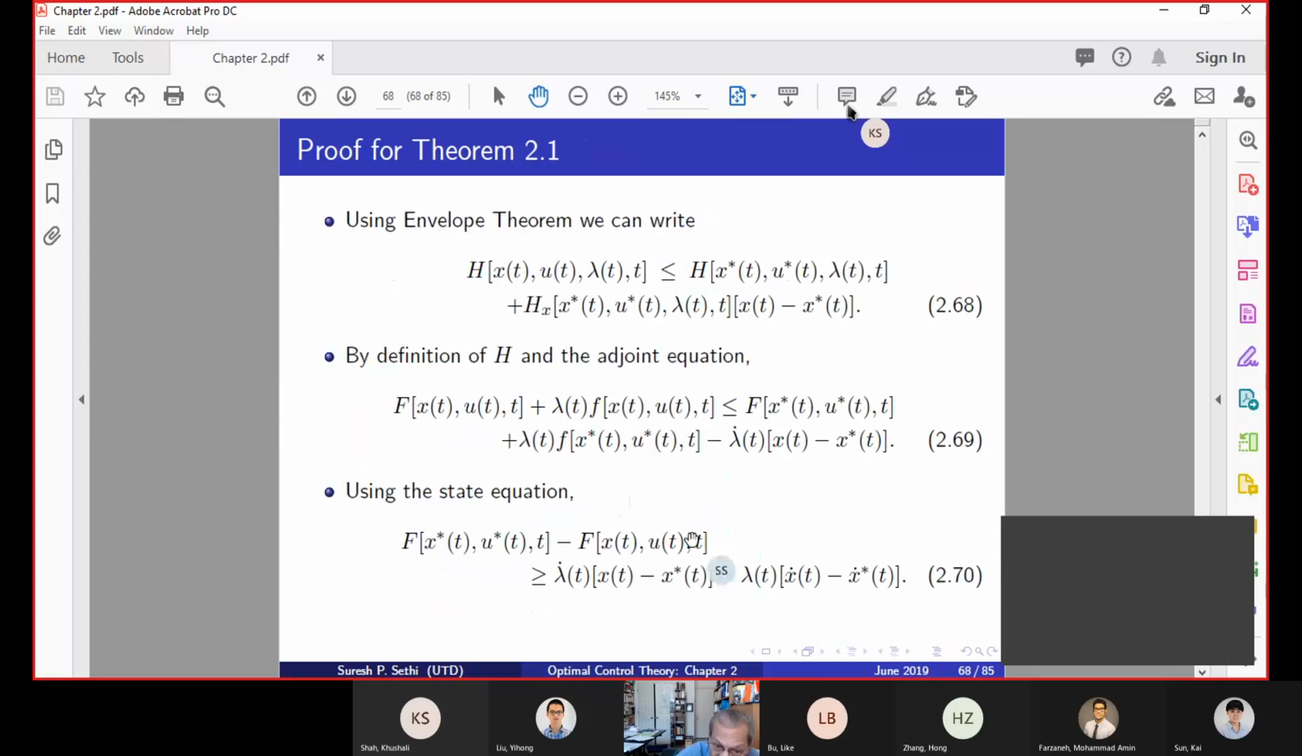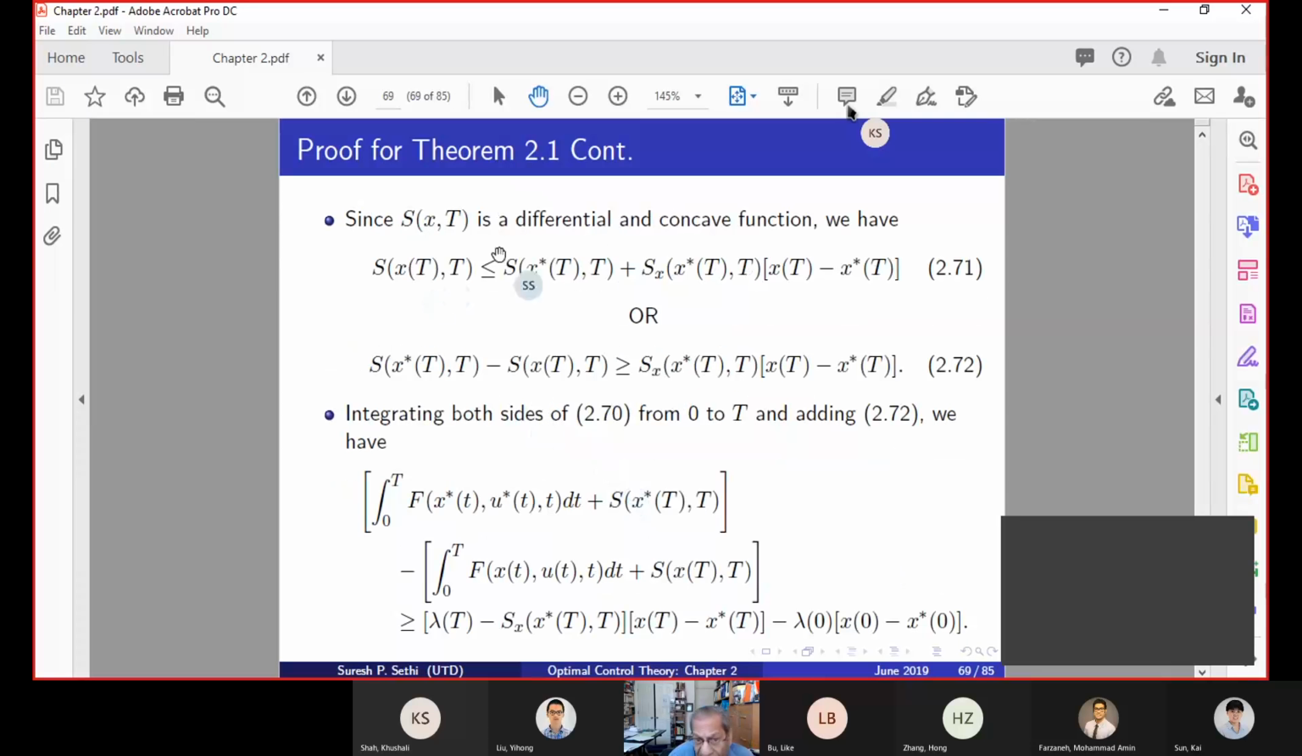Now if I have S in there, then S is concave, so I can write S this way. And all of these can be added to this function. When S was 0 it went away, but now we have to add this guy to this. So this becomes the objective function with S. And this lambda T now becomes lambda T.